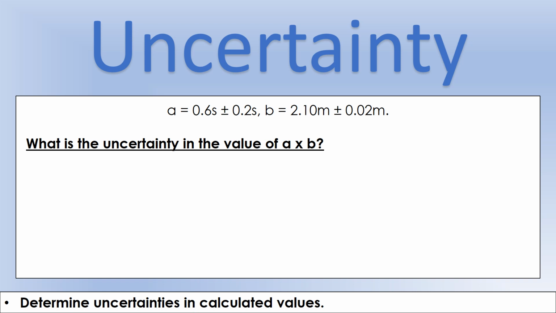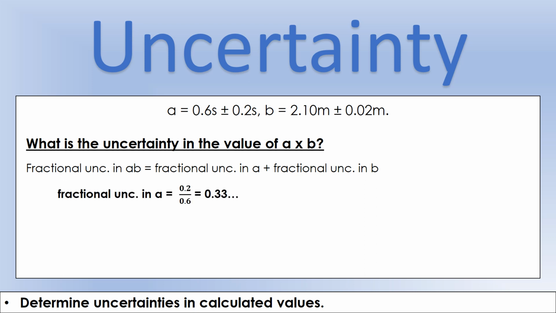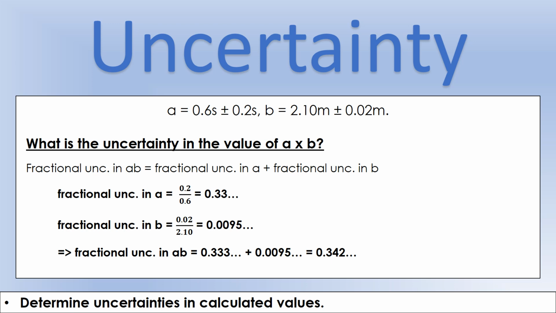Well, the key piece of information we're going to use is that the fractional uncertainty in A times B is equal to the fractional uncertainty in A plus the fractional uncertainty in B. So essentially, their uncertainties in the fractional sense are adding together to give you more overall uncertainty. So here's our fractional uncertainty in A. Here's our fractional uncertainty in B. So the fractional uncertainty in AB, or A times B, is just those two added together.